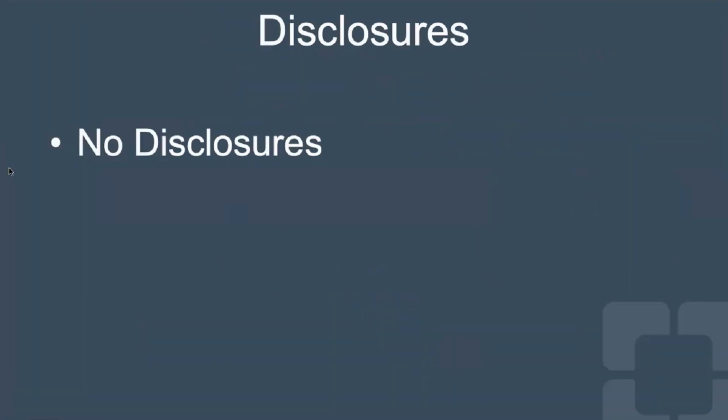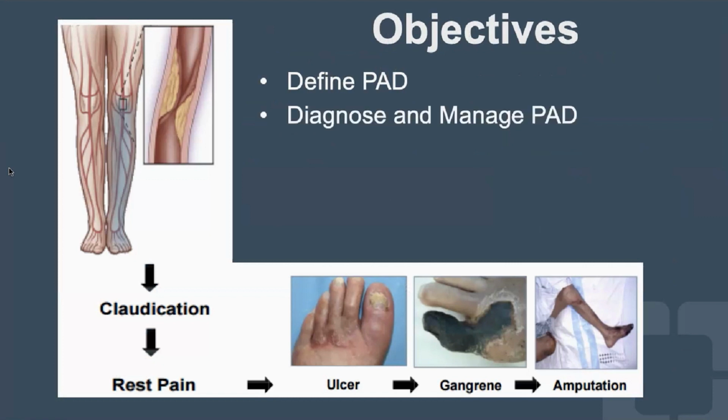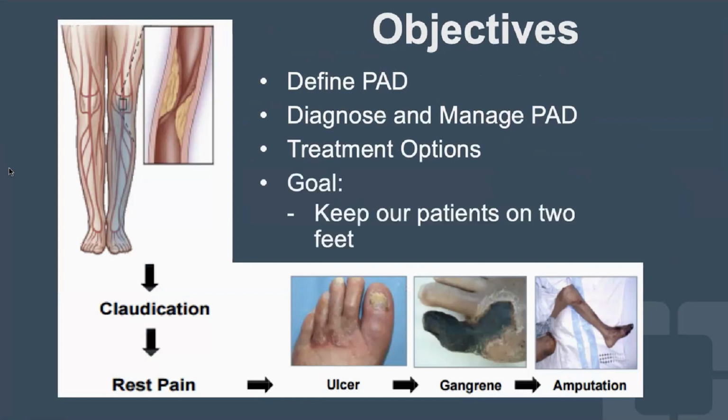I have no disclosures. My objectives today are to define peripheral arterial disease, or PAD, as I may use for the rest of the talk, discuss how to diagnose and manage PAD, and discuss some of the treatment options. Our ultimate goal is to keep our patients on 2 feet.